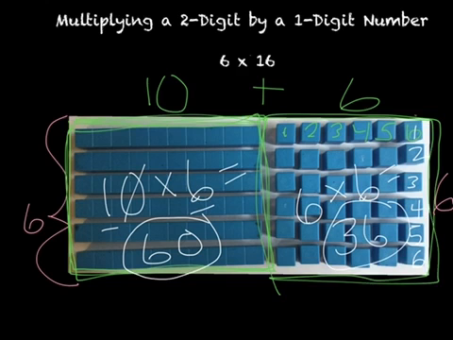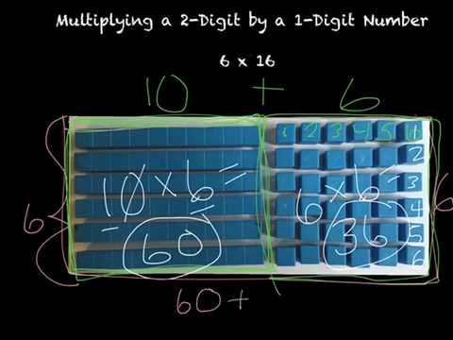So now I have two answers, but I am trying to find the area of the whole rectangle. If I have the whole rectangle broken up into two pieces, all I have to do now is add those two pieces together to get my final product. So the sum of 60 and 36 is 96. So 6 times 16 is equal to 96.